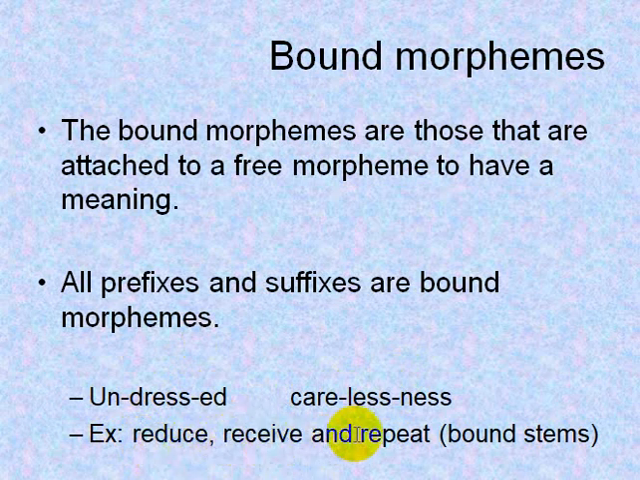Reduce, receive, and repeat. Reduce, receive, and repeat are irregular, because they are combined from two bound stems. There is no one bound and one free. They are both bound. Re and duce, re and ceive, re and peat are all bound morphemes. These are exceptions.